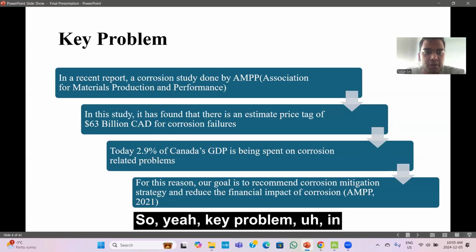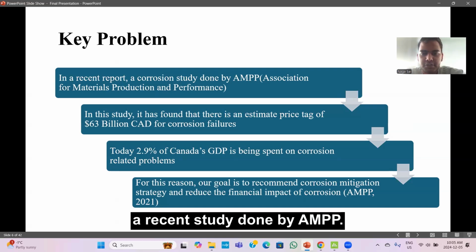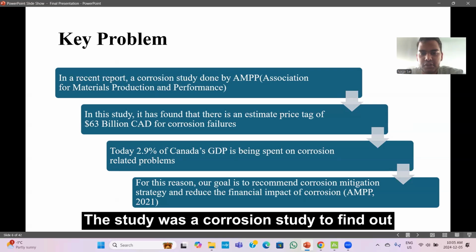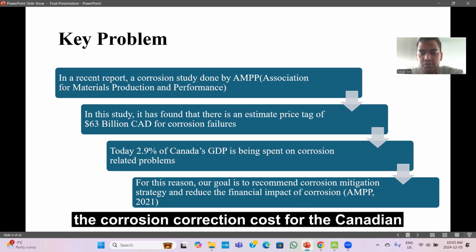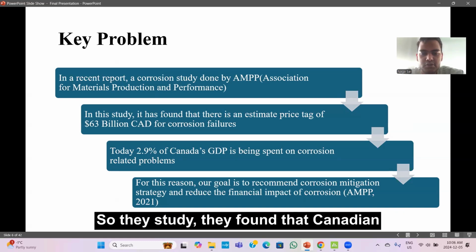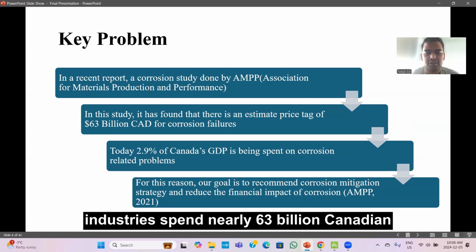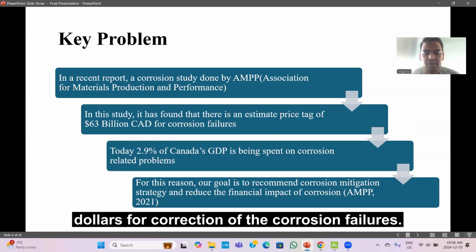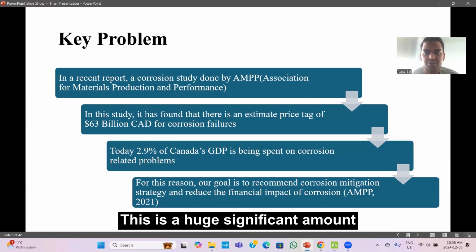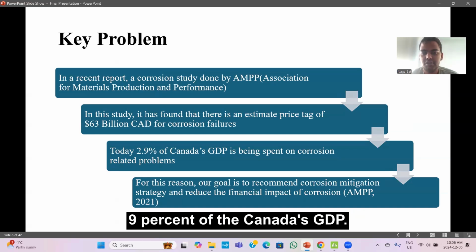So, the key problem. In a recent study done by AMPP, a corrosion study to find out the corrosion correction cost for Canadian industries, which they spend annually, they found that Canadian industries spend nearly 63 billion Canadian dollars for correction of corrosion failures. This is a huge amount because it's nearly equivalent to 2.9% of Canada's GDP.